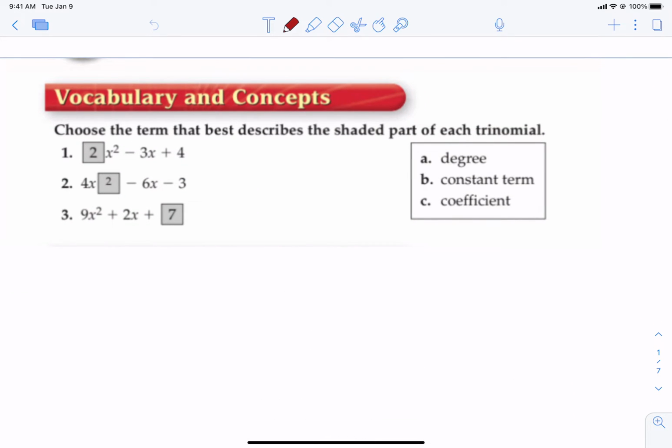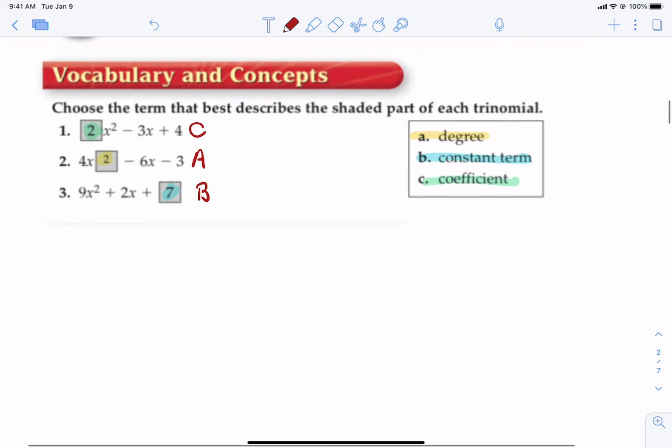1 through 3 says, choose the term that best describes the shaded part of the trinomial. So where the 2 is listed here, that is a coefficient. Anything that is in front of or multiplied by an x term would be considered a coefficient. Where the 2 is located there, that is considered the degree of the polynomial, so that's A. And then finally, on the end here, a constant term is where you just have a numerical value that you're adding or subtracting, so that's considered a constant. Okay, just very simple there.